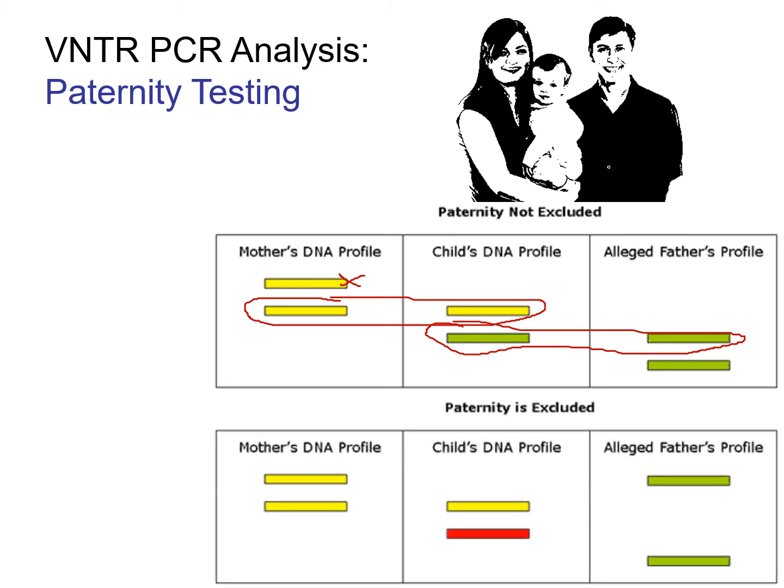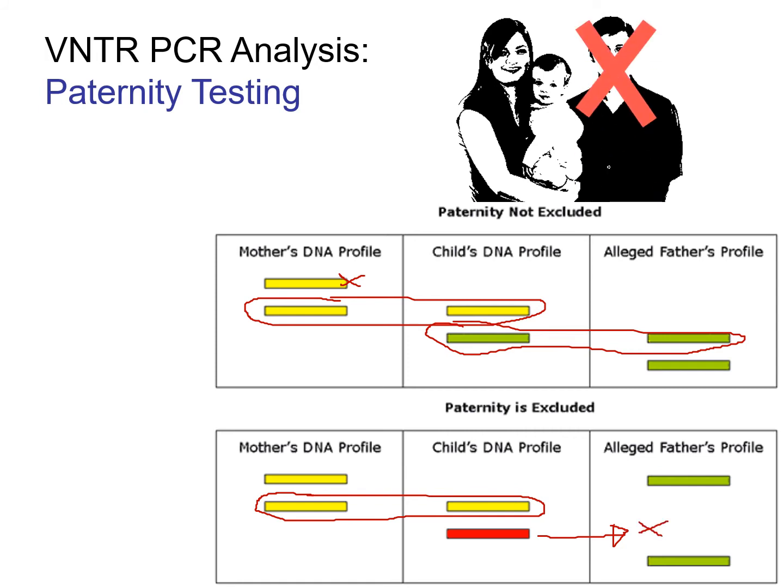If we look at the paternity being excluded, again we use the mother as the control. Notice the mother is still sharing 50% of the DNA. We want to make sure that the technology is working. And the second band does not match the father's. So in this case, this guy is not the dad.